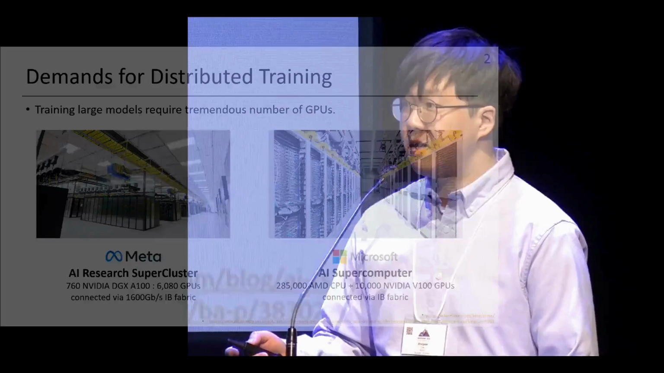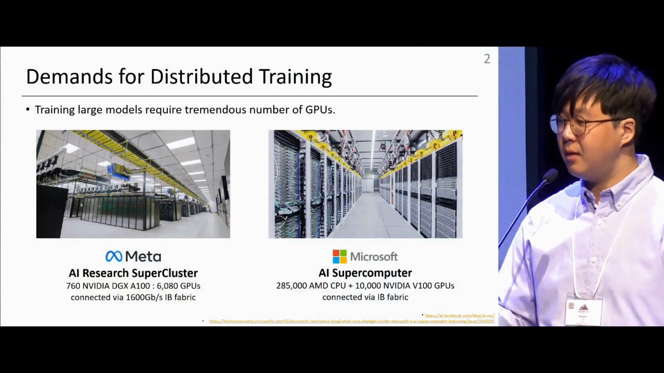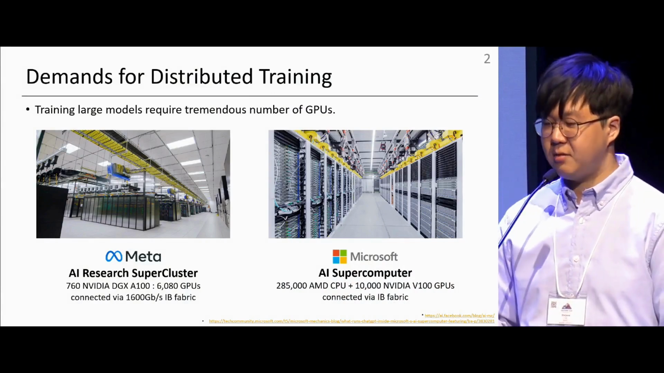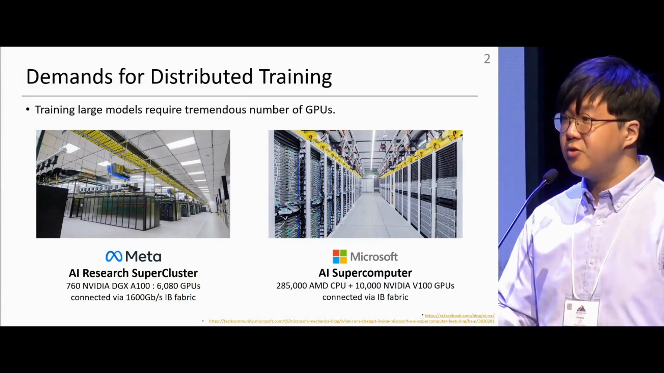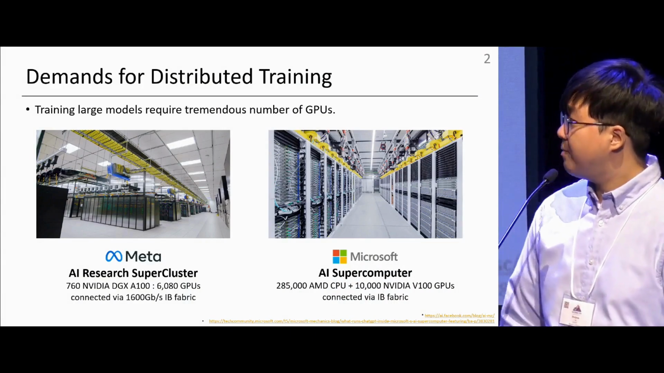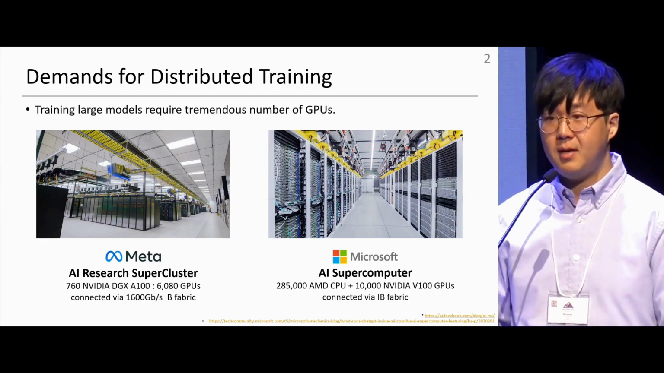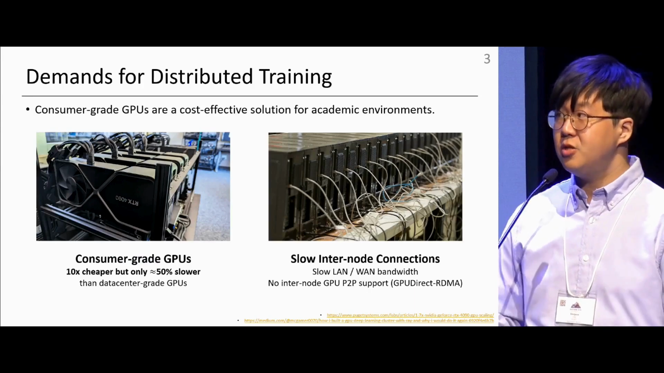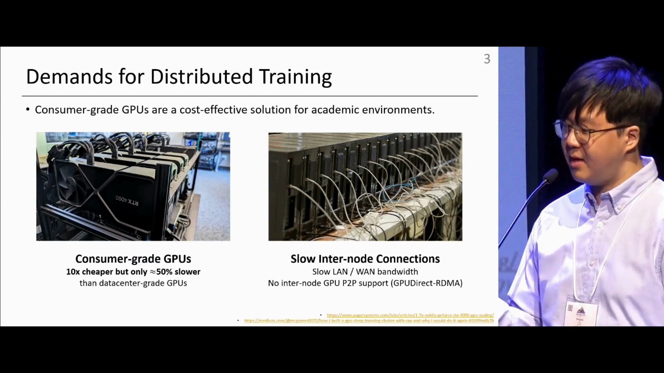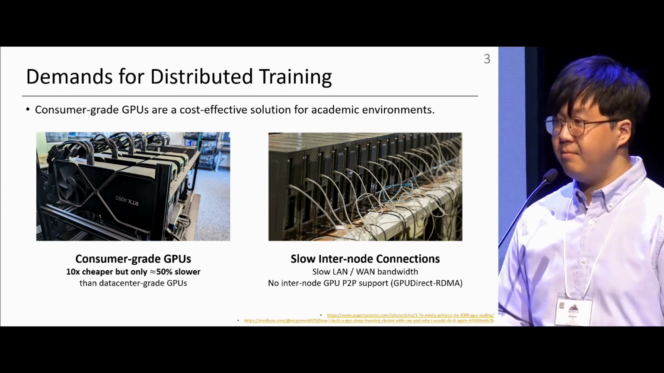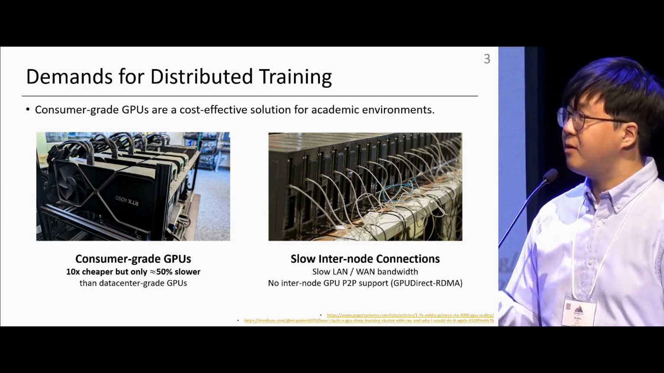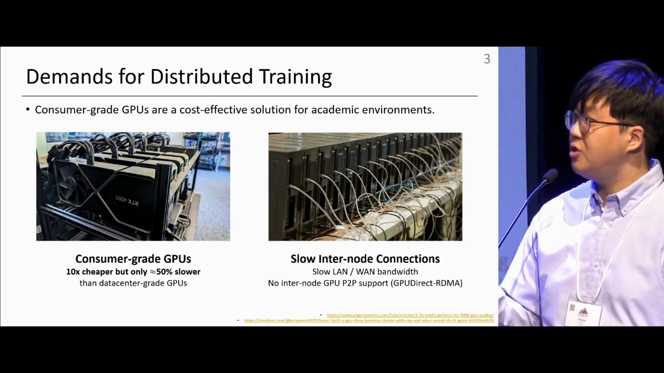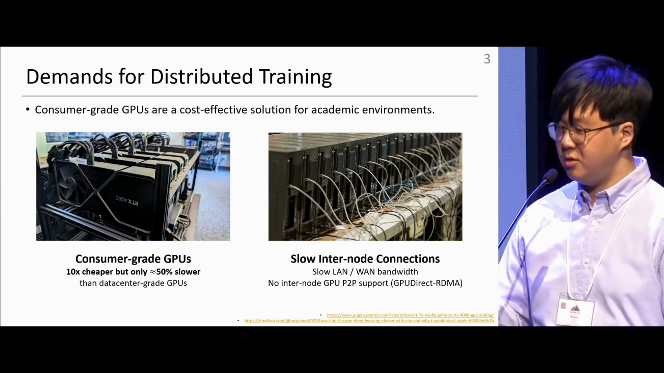The field of machine learning has shown incredible growth driven by the development of complex models. Since training these models requires massive amount of computing power and memory, distributed training has gained traction. Large companies such as Meta and Microsoft have built massive GPU clusters to train such models. In addition to industry, there has been increasing demand for distributed training in academic environments. However, academic environments typically face stringent budget constraints, so it's common to use consumer-grade GPUs and slower internode connections.